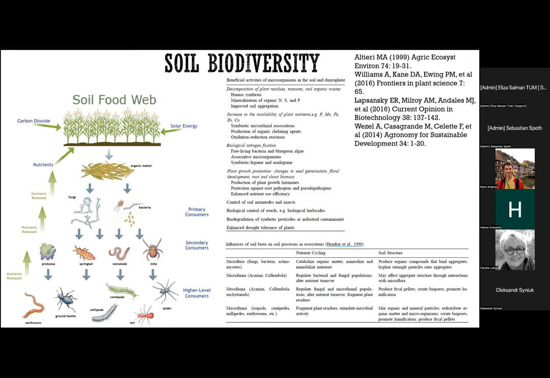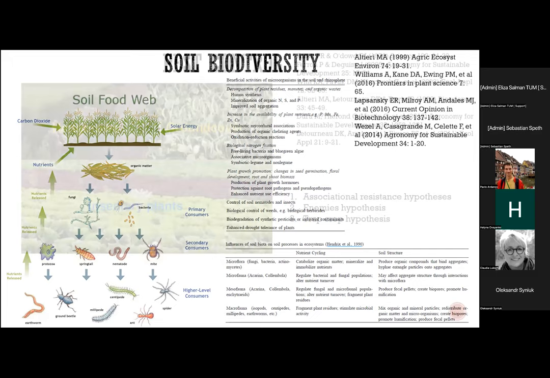A general strategy to increase soil biodiversity is to reduce tillage and to place more crop residues on the surface. This can also shift the balance from fungal soil microorganisms towards bacterial and soil fauna.